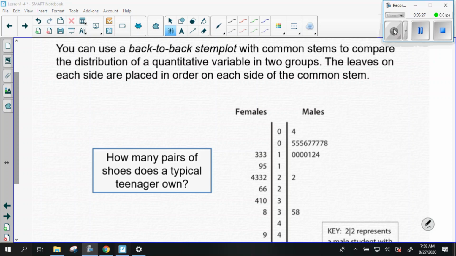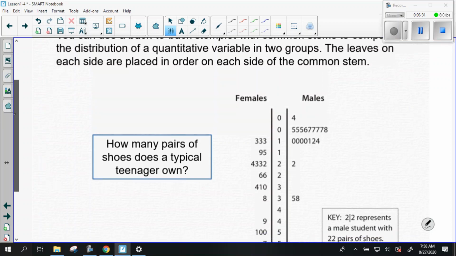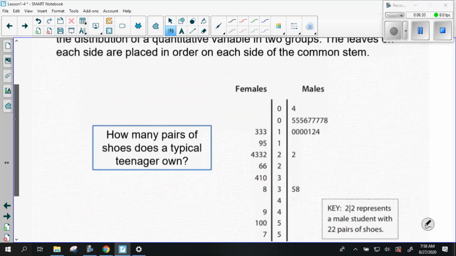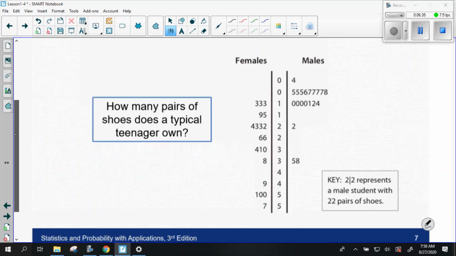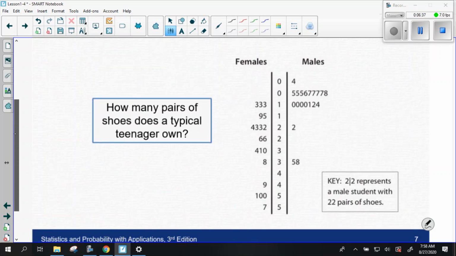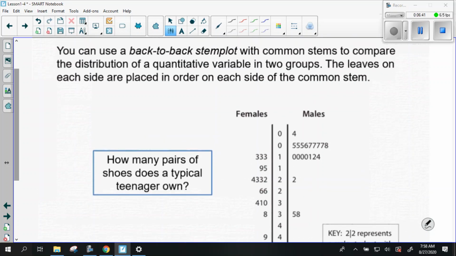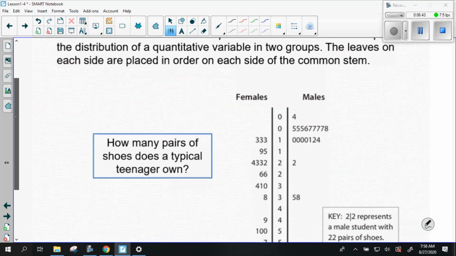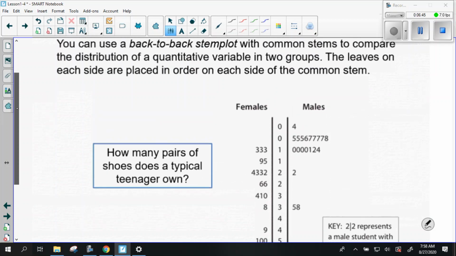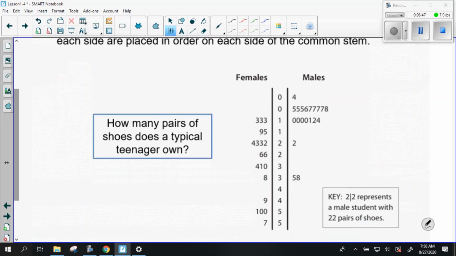We'll do a problem where we'll actually create 2 different stem plots, and then we'll look at what the back-to-back stem plot looks like. I'm sorry, I think I said the word split, and I meant to say that we're making back-to-back stem plots. That's what's going on right here.